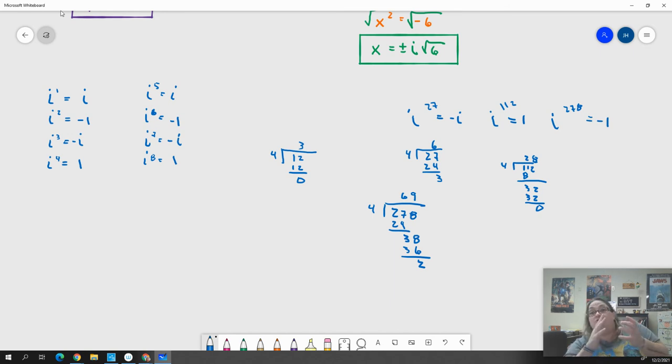You don't really have to do much with this. There's a couple problems in the homework with it. What it does allow you to do, though, is to figure out pretty easily what i to any power is going to be. It's always going to be one of these 4, right? If it divides evenly by 4, it's going to be 1. If it has a remainder of 1, it's going to be i. If it has a remainder of 2, it's going to be negative 1. If it has a remainder of 3, it's going to be negative i, right? So when you divide, it's how many are left over. Does that make some sense?